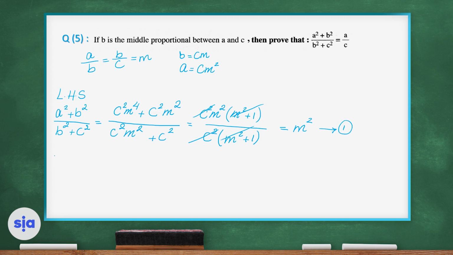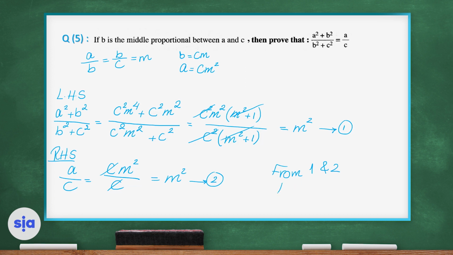If we're going to work now on the right-hand side, you will see that a over c, and that's very simple, replacing the a by cm squared over c, and then we cross out the c's together, so it's m squared. Now, as you can see here, from 1 and 2, the left-hand side is equal to the right-hand side.